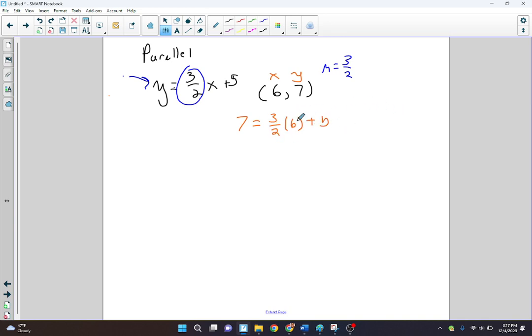In your calculator, if you have a fraction, you could just type in 3 divided by 2 times 6 to work with the fraction. So top divided by bottom times whatever your times are.